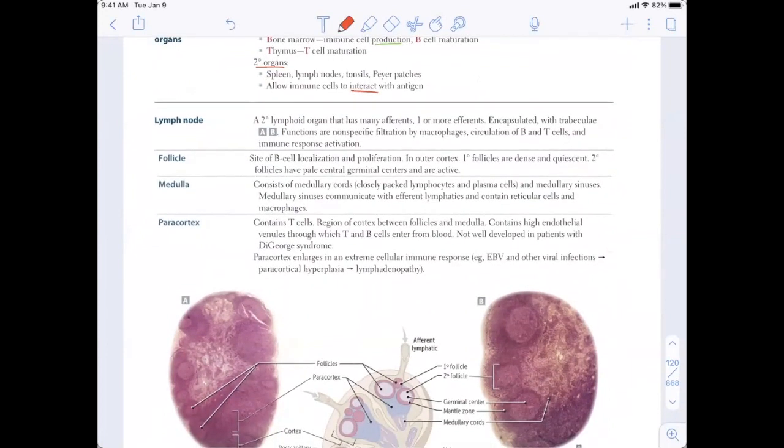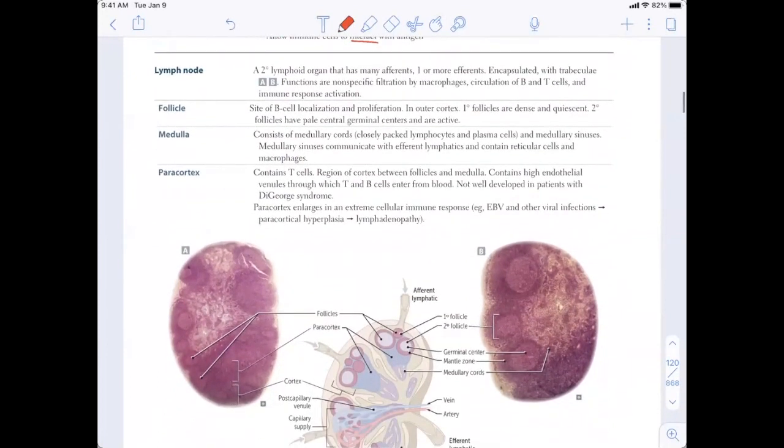So let's go into the lymph node. Like we said, the lymph node does not make anything, right? So if you look at it that way, it's going to be a secondary lymphoid organ, okay? And as you can see, we're going to look at the picture shortly. It has many afferents and some efferents, which we're going to talk about the roles that they play.